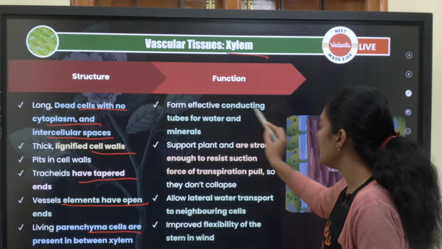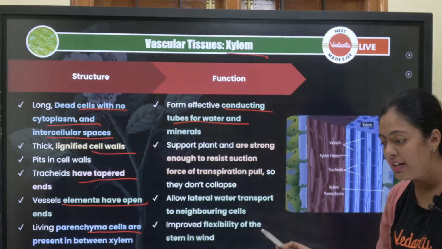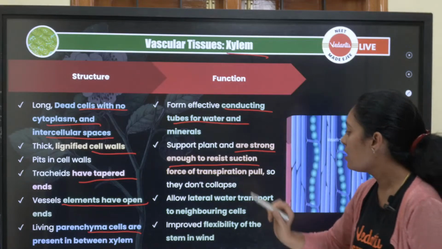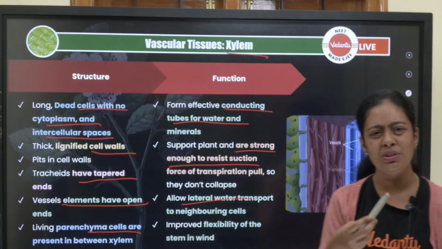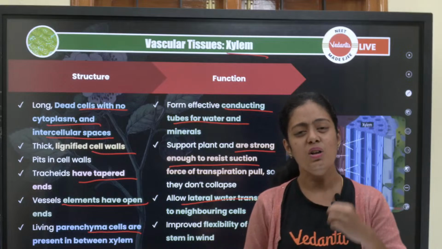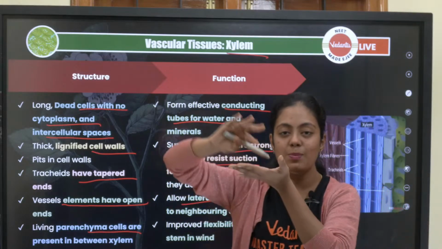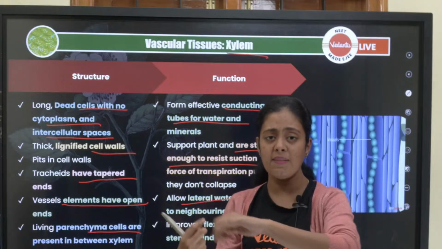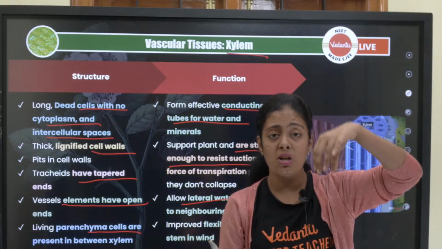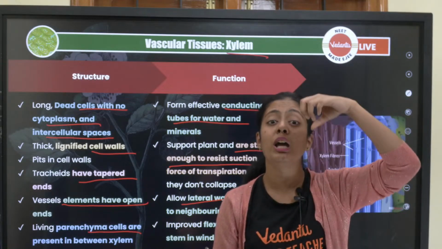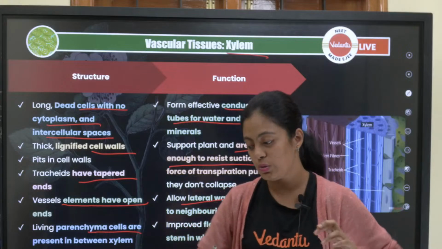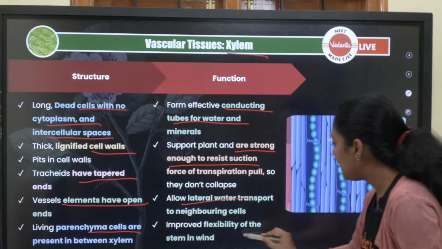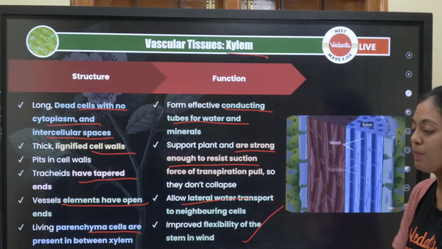Function, very important. They are conducting tubes for water and minerals. Okay, they are strong enough to resist suction force. And I think all of you know about the transpirational pull, correct? So what is transpirational pull? Transpiration is happening. There is a loss of water in the form of water vapor through your leaves. That creates a suction pressure, and that is going to help in drawing water from my roots. That is what we call suction pressure. And they improve the flexibility of the stem in the wind.